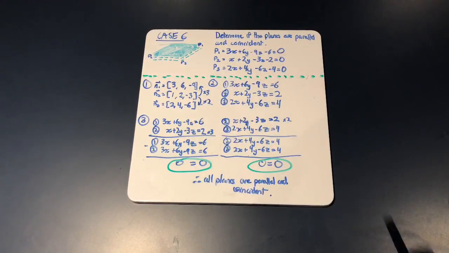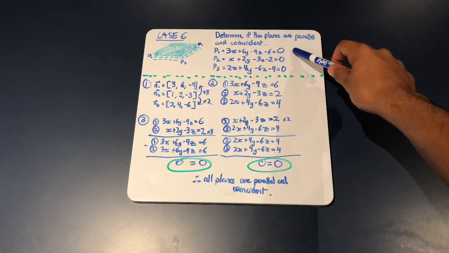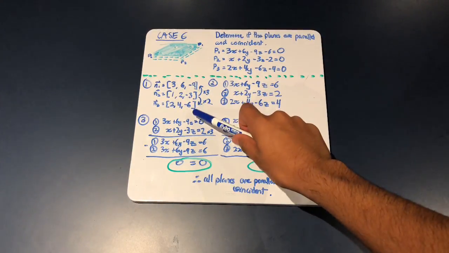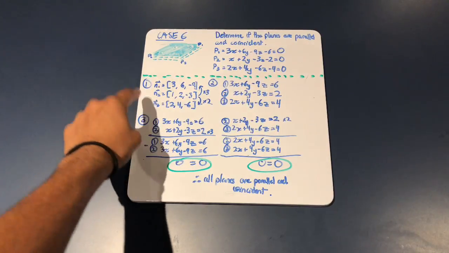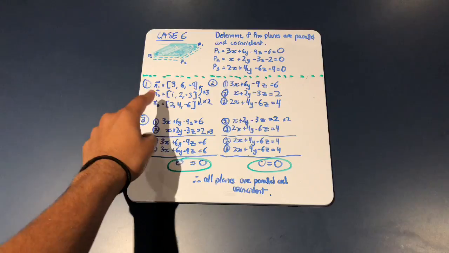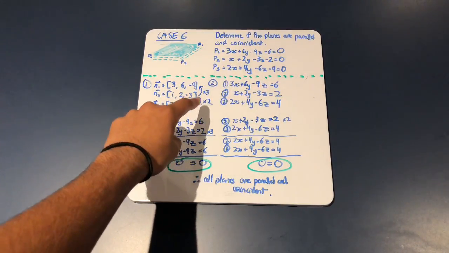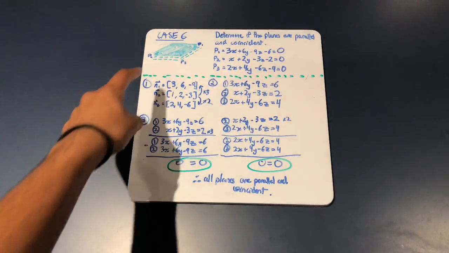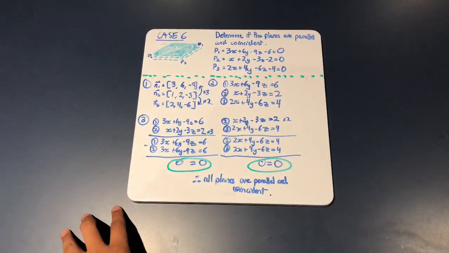In this example, we're going to determine if the planes are parallel and coincident. Looking at these 3 planes that are listed, the first thing we're going to do is find the normals for each plane. The normals are (3, 6, -9) for plane 1, (1, 2, -3) for plane 2, and (2, 4, -6) for plane 3. Knowing these 3 normals, we can determine whether these are scalar multiples of each other.